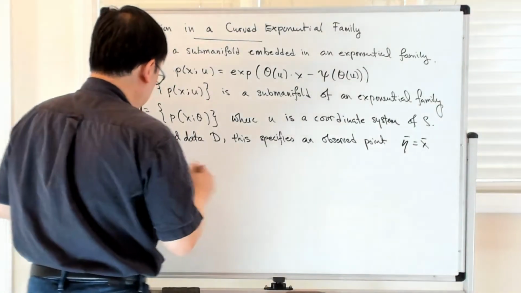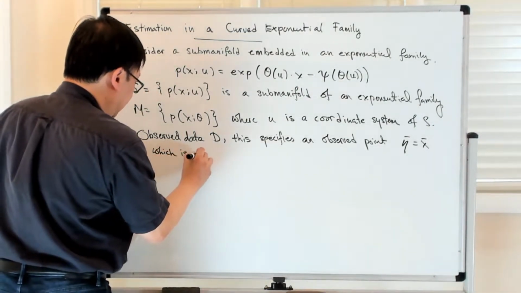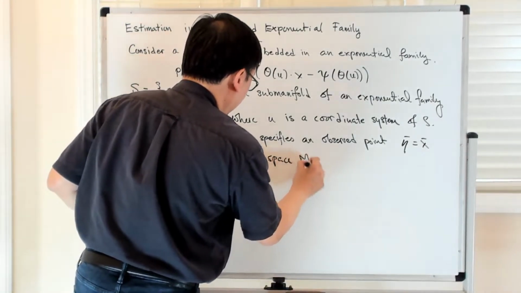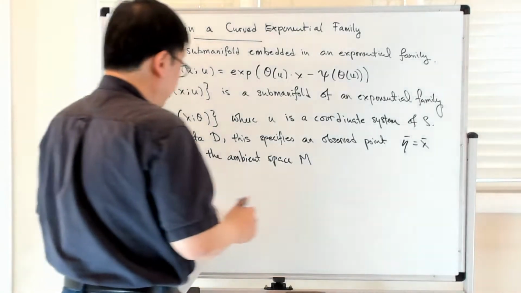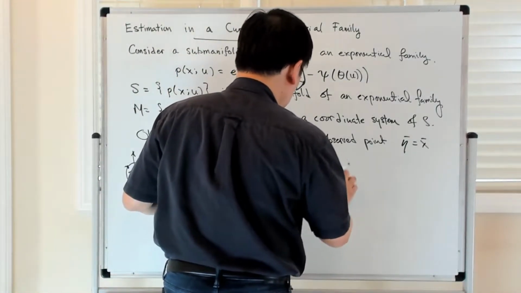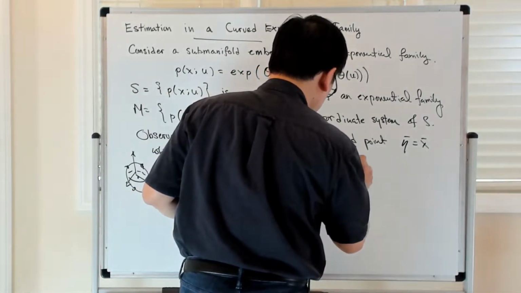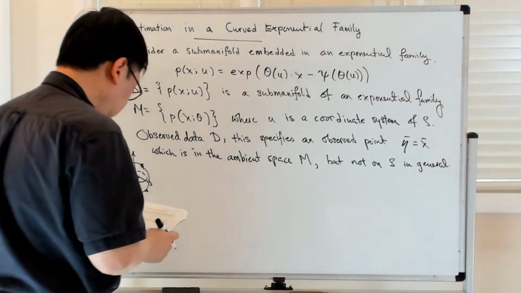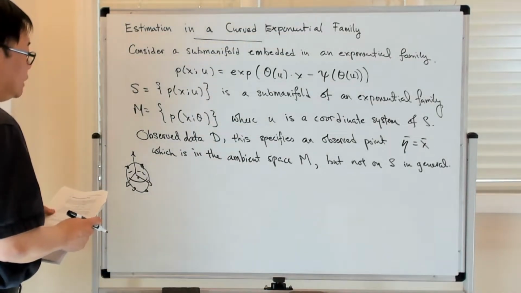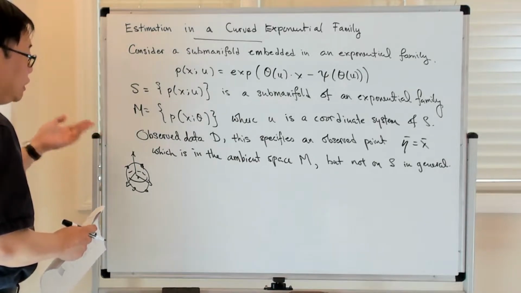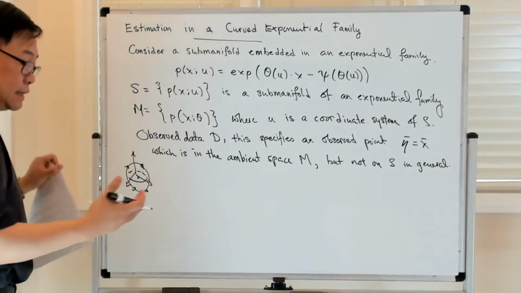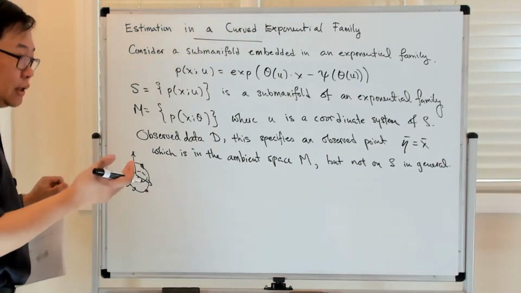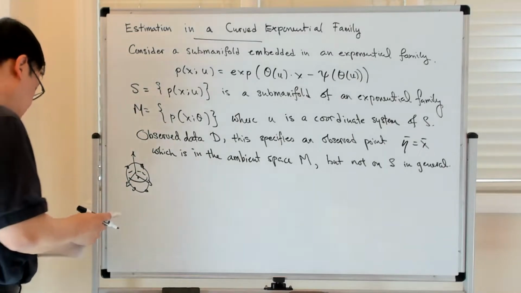And this is in the ambient space M, but not on S in general. So what you can do very naturally is that you have an estimate which isn't necessarily on the submanifold which you care about. One very natural thing to do, obviously, is to do some sort of projection of that point, which is in M, onto S. So let's see what happens.